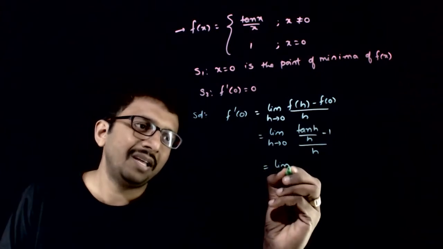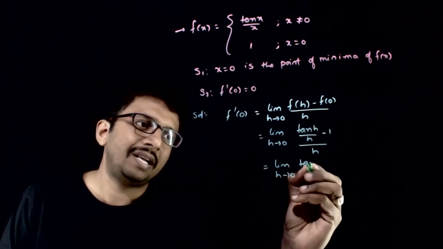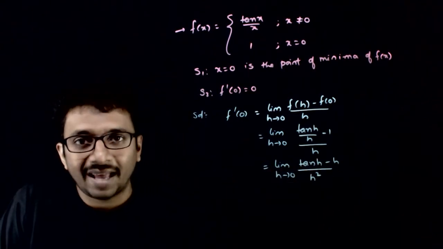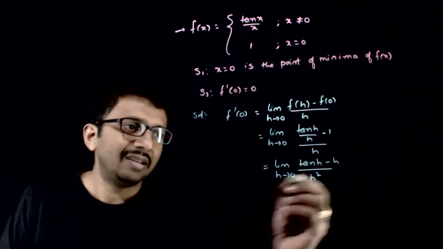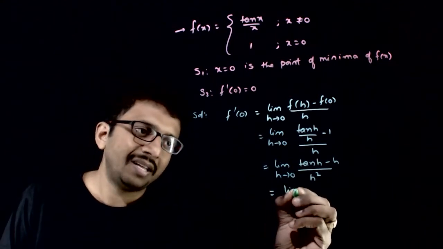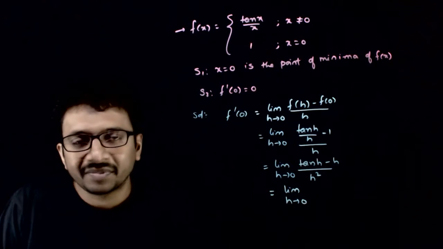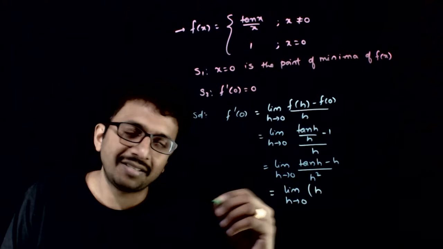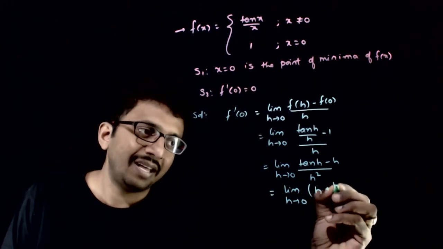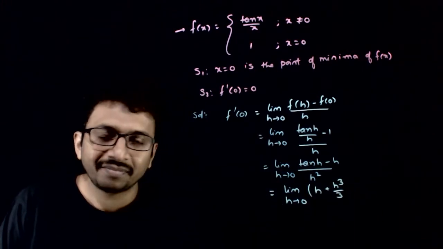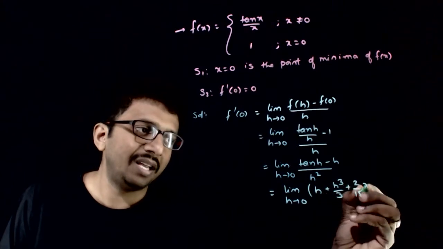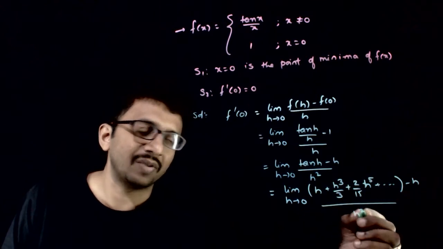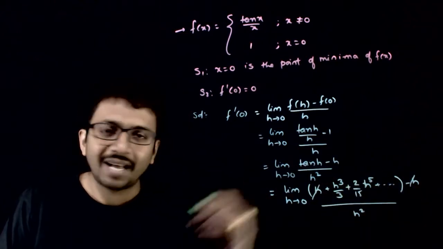That is equal to limit h tends to 0 of tan h minus h by h square. So if you write the expansion of tan h, the expansion of tan h is h plus h cube by 3 plus 2 by 15 h power 5 plus so on, minus h, by h square. So h and h get cancelled.